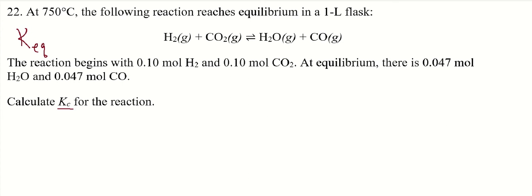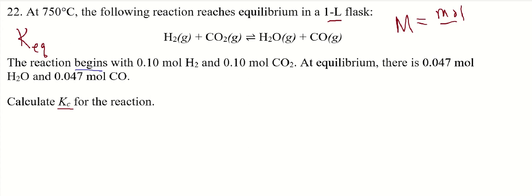We're given molar concentrations here again. 1 liter is the volume. What I mean by molar concentration is equal to moles per liter. And that's what we've been given, moles of each of these substances in a 1 liter vessel or flask. This one's a little different.